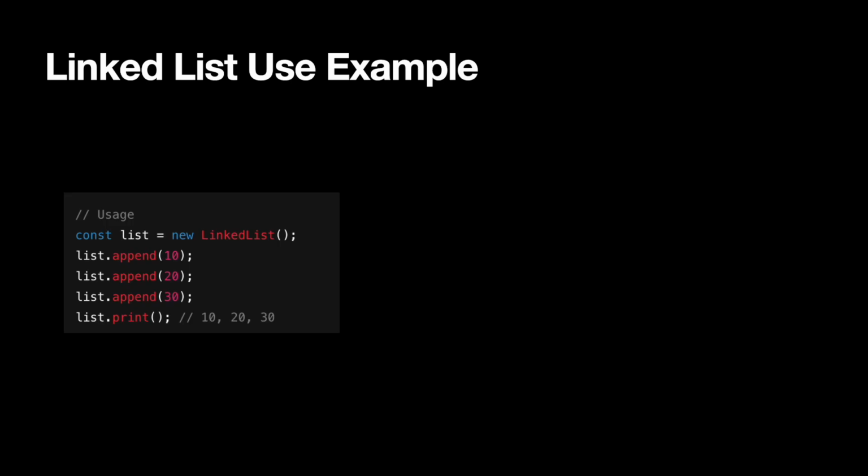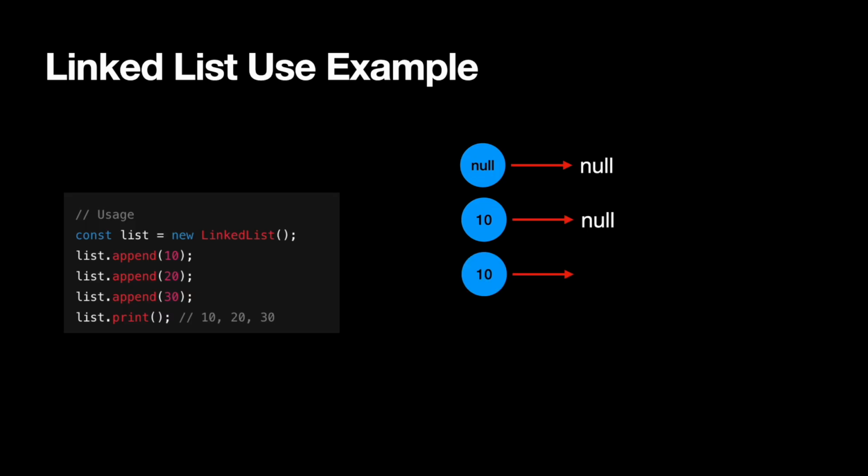Now, here's a linked list use case example. Let's say you create a linked list. This is what it would look like. Then when you append the number 10, since there's nothing in the head, it would set the head to a node with the value of 10. When you add 20 to the linked list, it would create a new node with the value of 20. When you add 30, it would create a new node again with the value of 30 and point the original tail, or the node of 20, to 30. And this is what the linked list would look like.